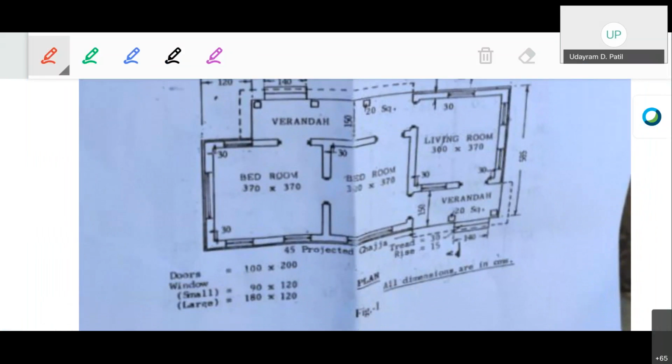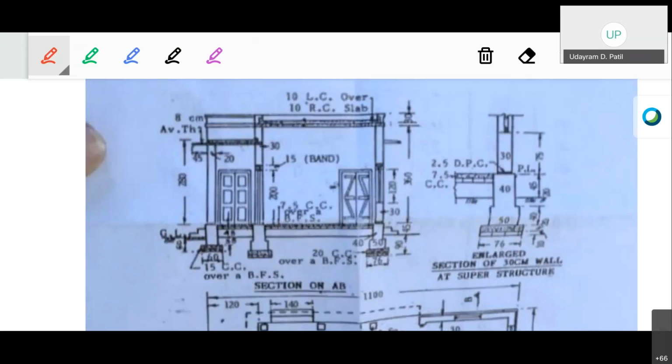So this was the particular example for the last year end semester exam. A 3 rooms apartment was there and again there was a front veranda as well as the back veranda. Now the section is a typical section. Again, the level difference was there for the back veranda.